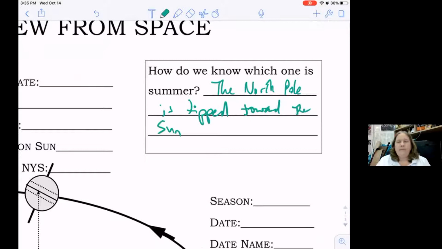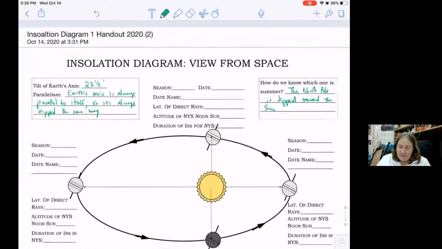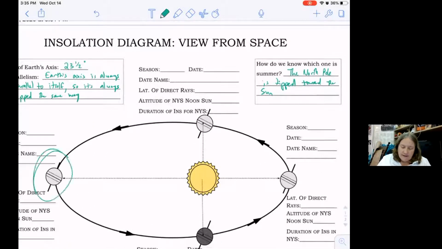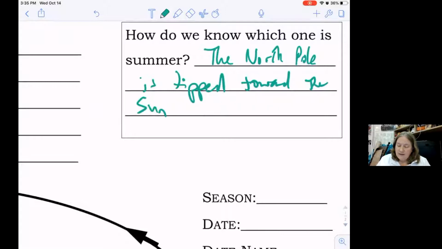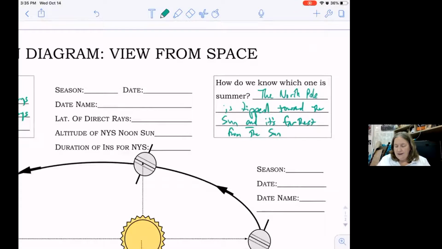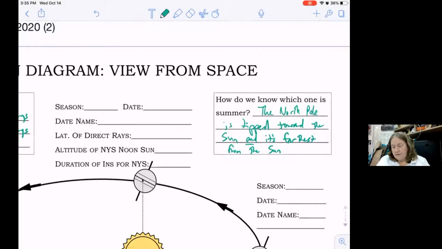So you should write that down. All right, so when the North Pole of the Earth is tipped toward the sun, that's summer. If you look at this diagram, you'll see that it's this one over here that is that way. You don't have to write that down, please. That one has the North Pole of the Earth tipped toward the sun. You'll also notice that that is also the one that's farthest from the sun, and that will always be true as well. So we know which one is summer because the North Pole is tipped toward the sun and it's farthest from the sun. If the diagram is drawn to scale, whichever one is drawn farthest from the sun is going to be summer. So hopefully you jotted that down. You can always stop the video to write stuff down if you need to.